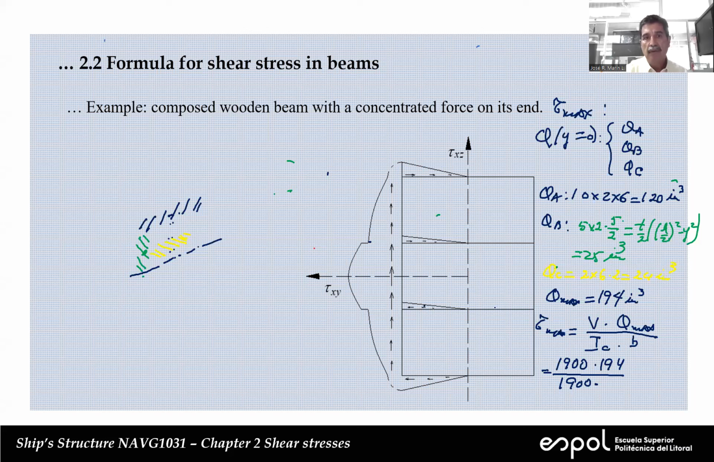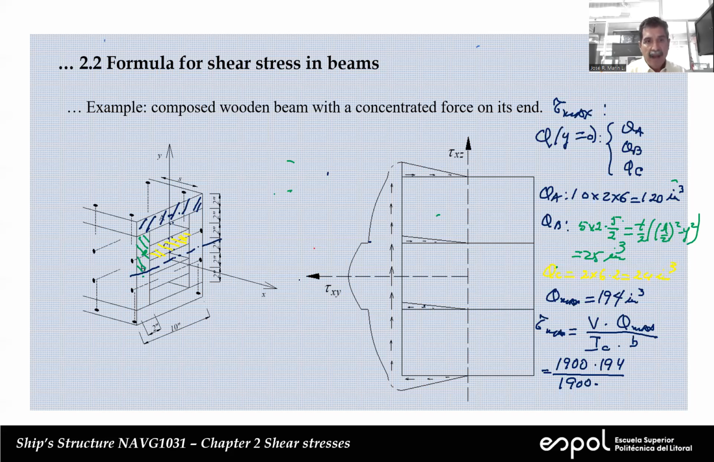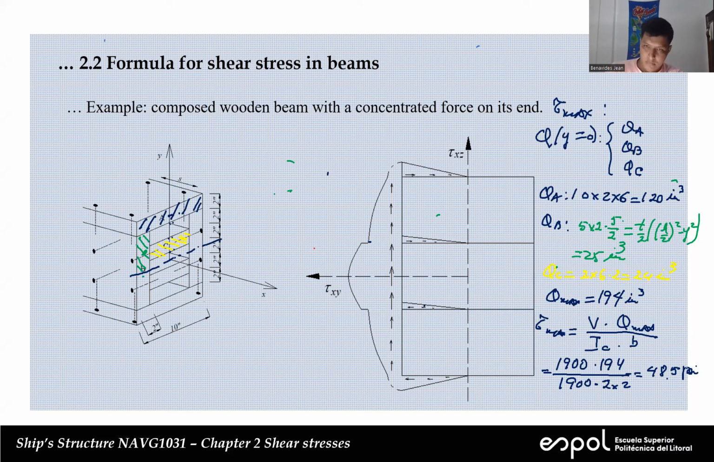And B, we have to be careful, because right now the cut considers both sides. So it's going to be 4, let's put it 2 by 2. Please, calculators. 48.5. So this is 48 point 5 PSI. This value here in the distribution is 48.5.